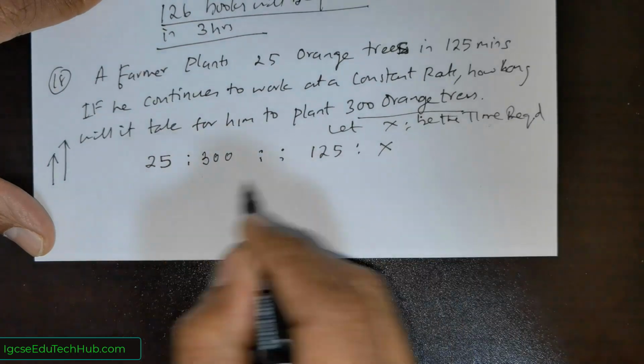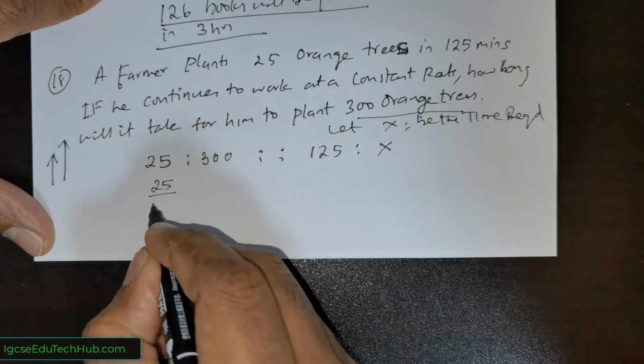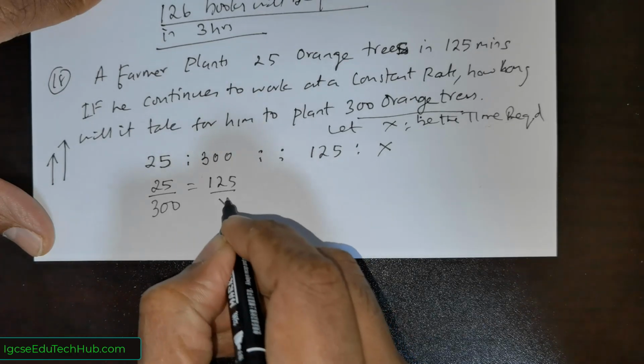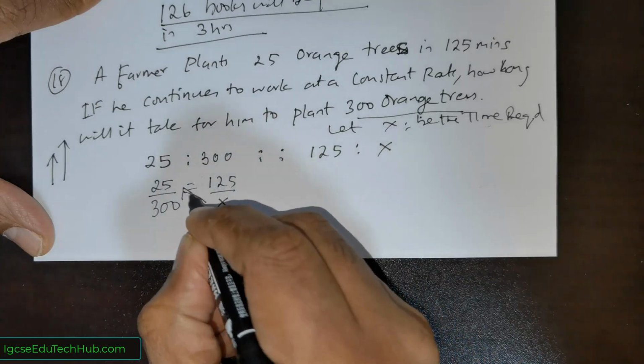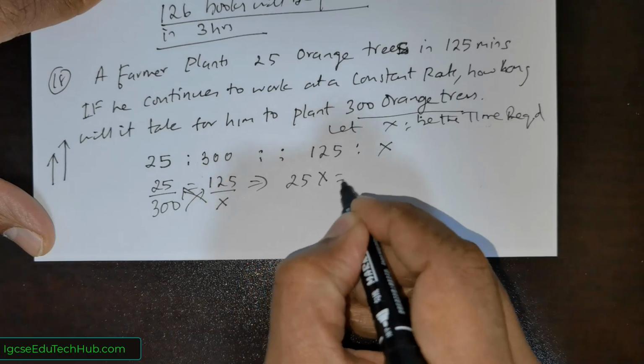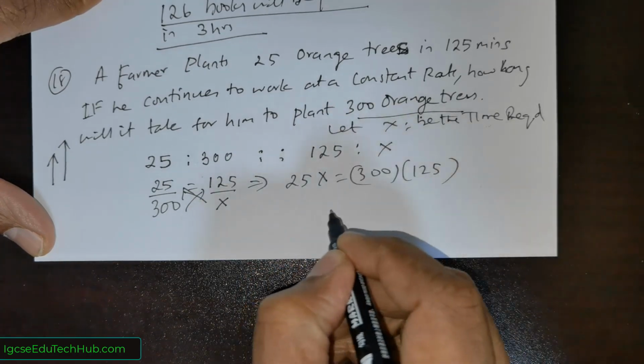Okay. So I'm going to rewrite this in equation form. 25 divided by 300 is equal to 125 divided by x. So cross multiply. This would mean 25 times x is equal to 300 times 125.